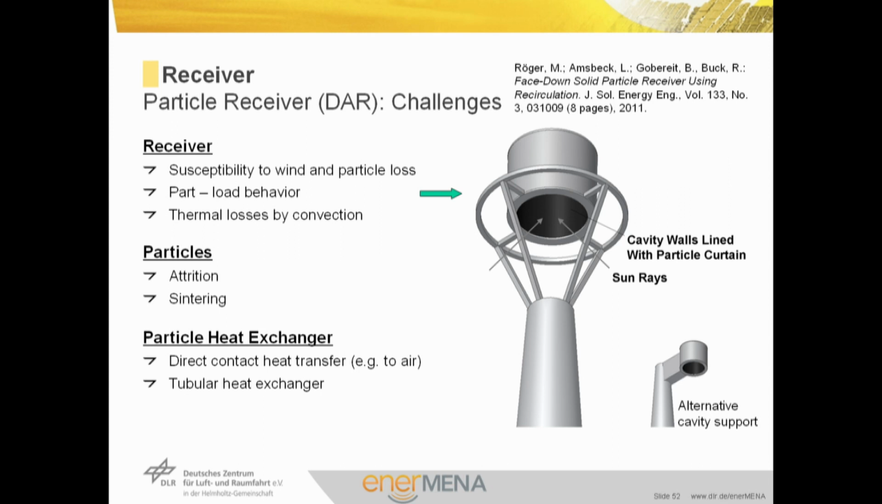We have to get out the heat of the particle to our working medium, for example, our steam or gas for the gas turbine. So we can use direct contact heat transfer, for example, to air, or a tubular heat exchanger. After a direct contact heat transfer, the air must be cleaned from dust due to the attrition, and a tubular heat exchanger must be designed properly to not lose its temperature stability due to wear by particles.